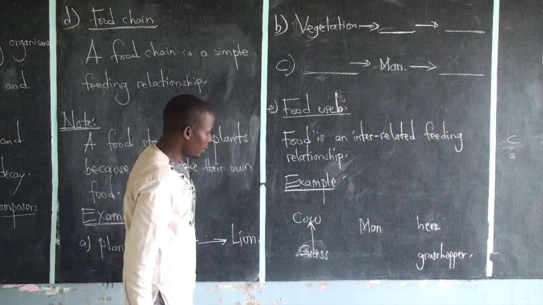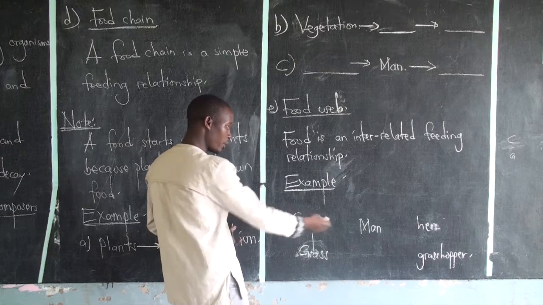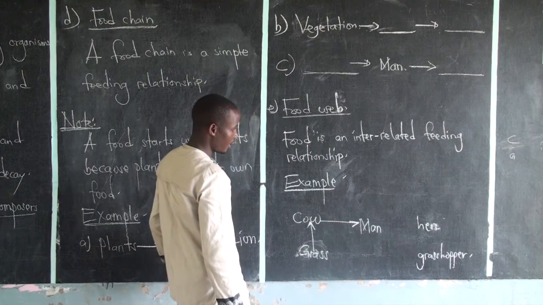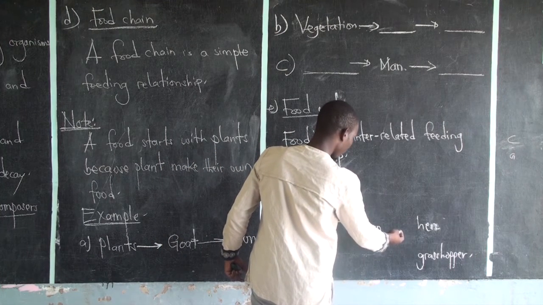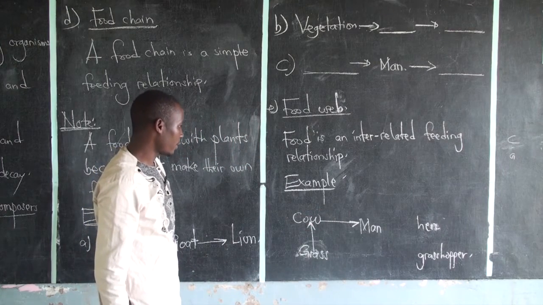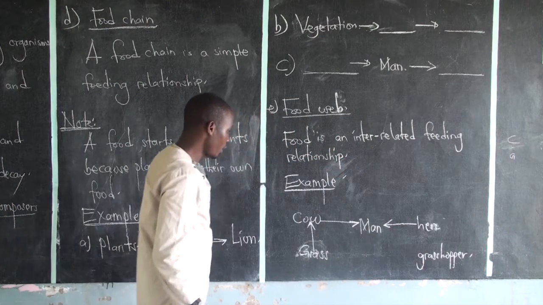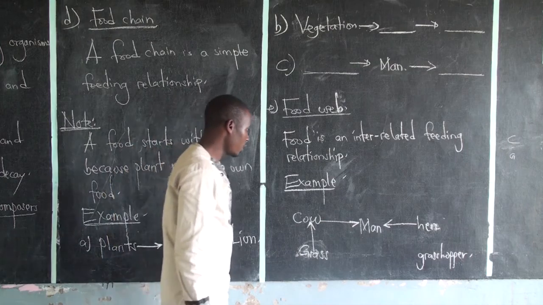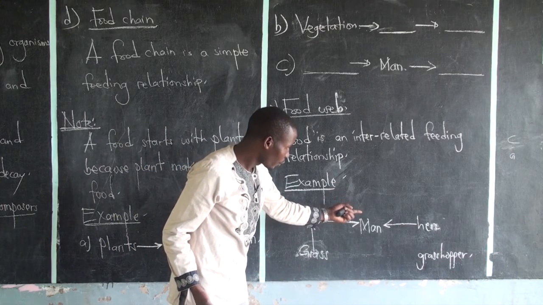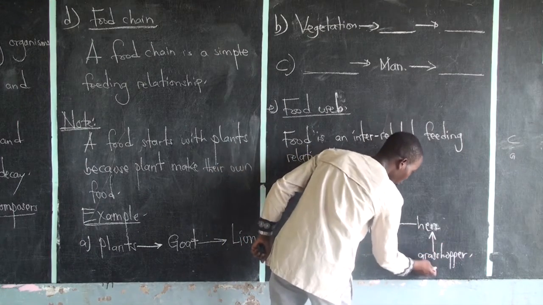So we can keep joining the arrows here. If you check here, if you have man and cow, what eats? Man will eat cow, will eat meat from cow. So the arrow begins from what is eaten to what eats. Then you have the hen and man. Comparing hen and man, what eats the other? Man will eat hen, will eat chicken. So the arrow begins from what is eaten to what eats. Still check here, grasshopper and hens. What eats the other? The hen will eat grasshoppers. So the arrow goes from grasshoppers to hen.